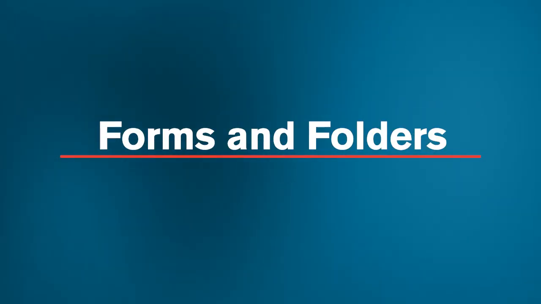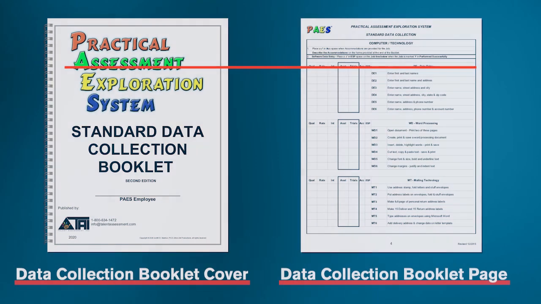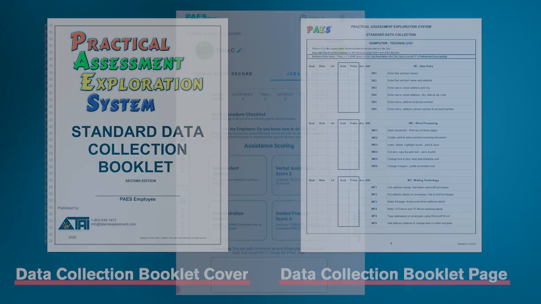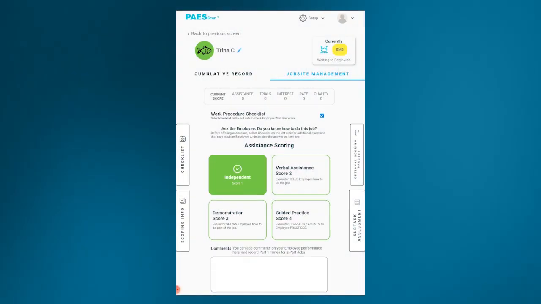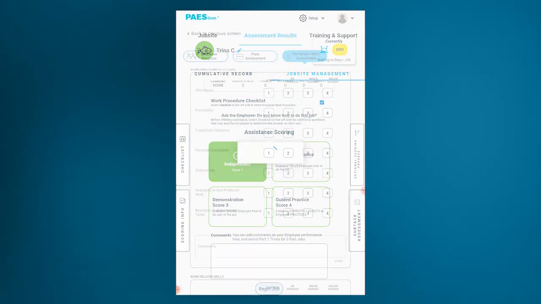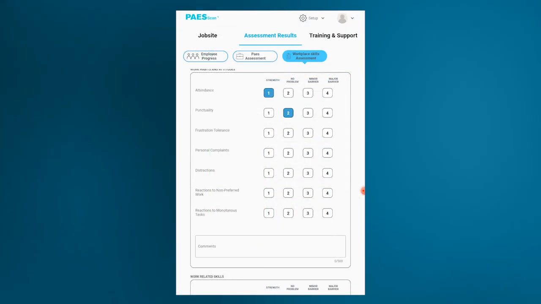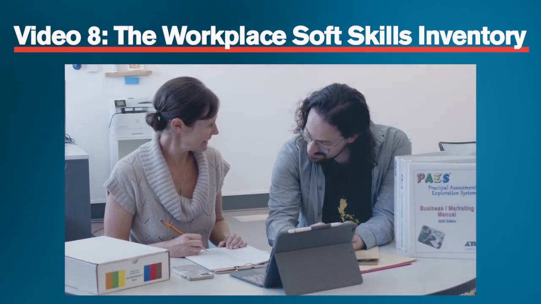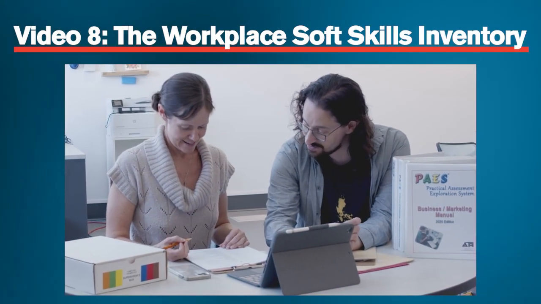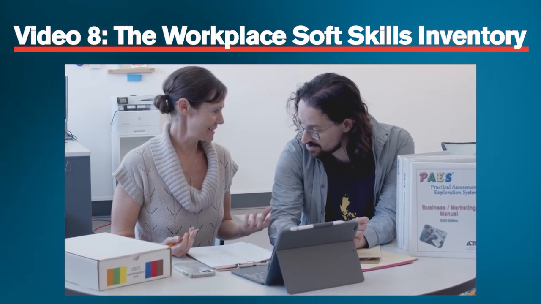There are many forms and folders that come with your PAES materials. However, not all are needed when using the PAES Scan app. The data collection booklets, for example, are not required with PAES Scan because all scoring is recorded in the app. This is a workplace soft skills inventory checklist. It is used for assessing employees on workplace soft skills. We'll cover the workplace soft skills inventory in video 8.